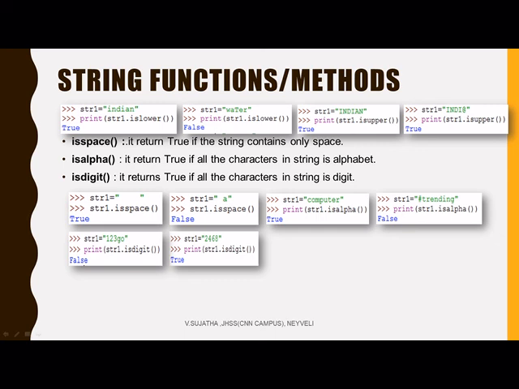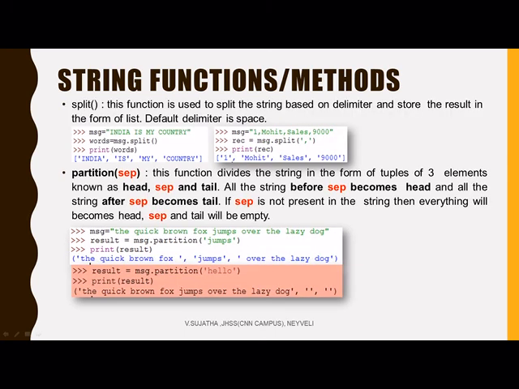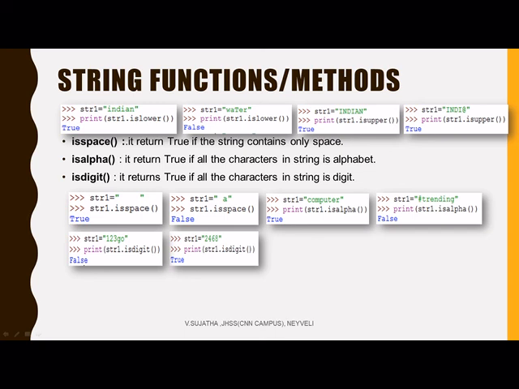In the same manner, isspace, isalpha, isdigit. See here, only space. So true. Space as well as a character. So false. Fully all are alphabets. So true. Here isalpha: no, it is not all alphabets. One special character is also available. So false. Here, isdigit: all characters are digits. No, it will return false. All characters are digits. So it will return true. So like that, we have so many functions. We'll continue the remaining ones also.